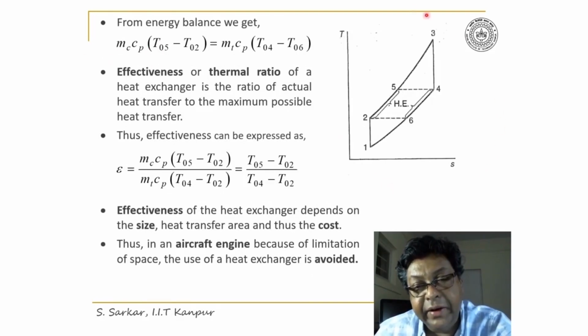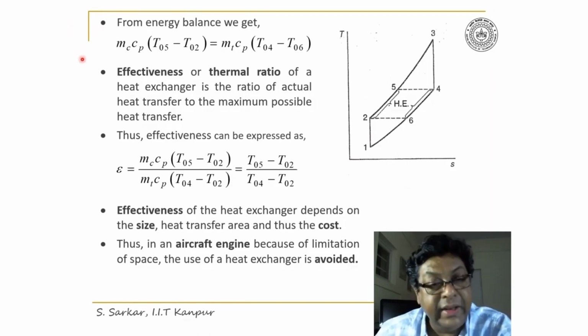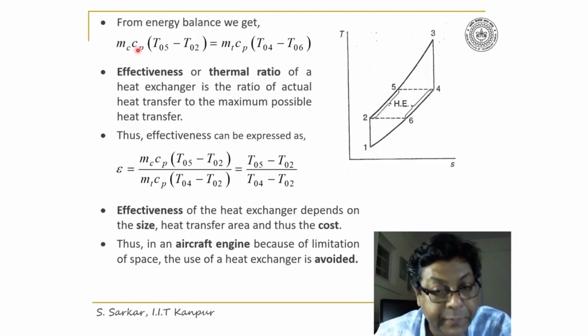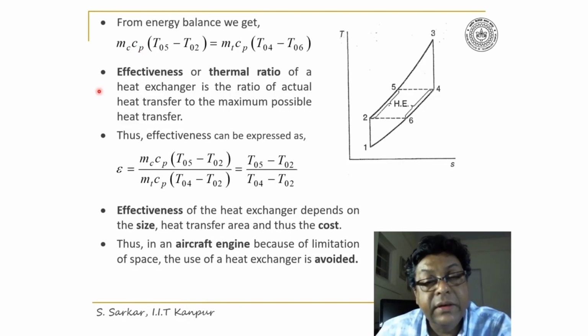I have indicated here a regenerative cycle where the heat exchanger is used. Thus, from the energy balance, one can write mC into Cp into (T05 minus T02) is equal to mT into Cp into (T04 minus T06), where mC is the mass flow through the compressor and the corresponding mass flow through the turbine is represented as mT.